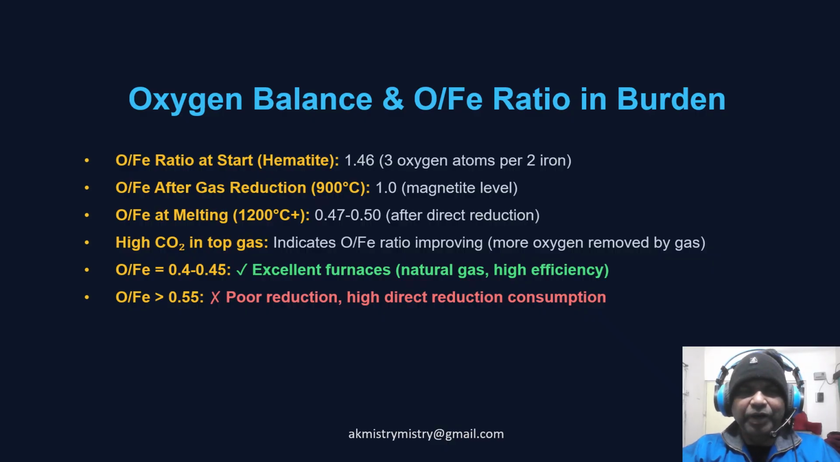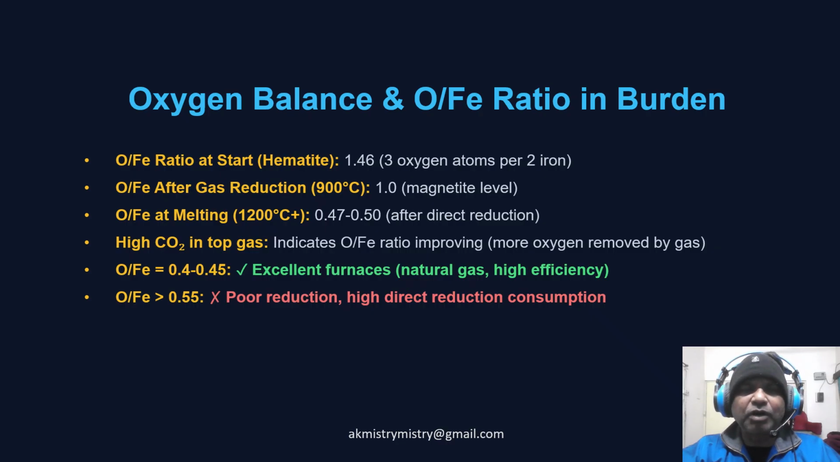Oxygen balance in the burden can also be linked to what you see in the top gas. For example, for hematite ore, the starting oxygen to Fe ratio is about 1.46, corresponding to 3 oxygen atoms per 2 iron atoms. After gas reduction near 900 degrees, the burden is at about magnetite level with oxygen to Fe close to 1, and by the time melting occurs above 1200 degrees Celsius, the oxygen to Fe ratio drops to about 0.47 to 0.50 due to direct reduction.